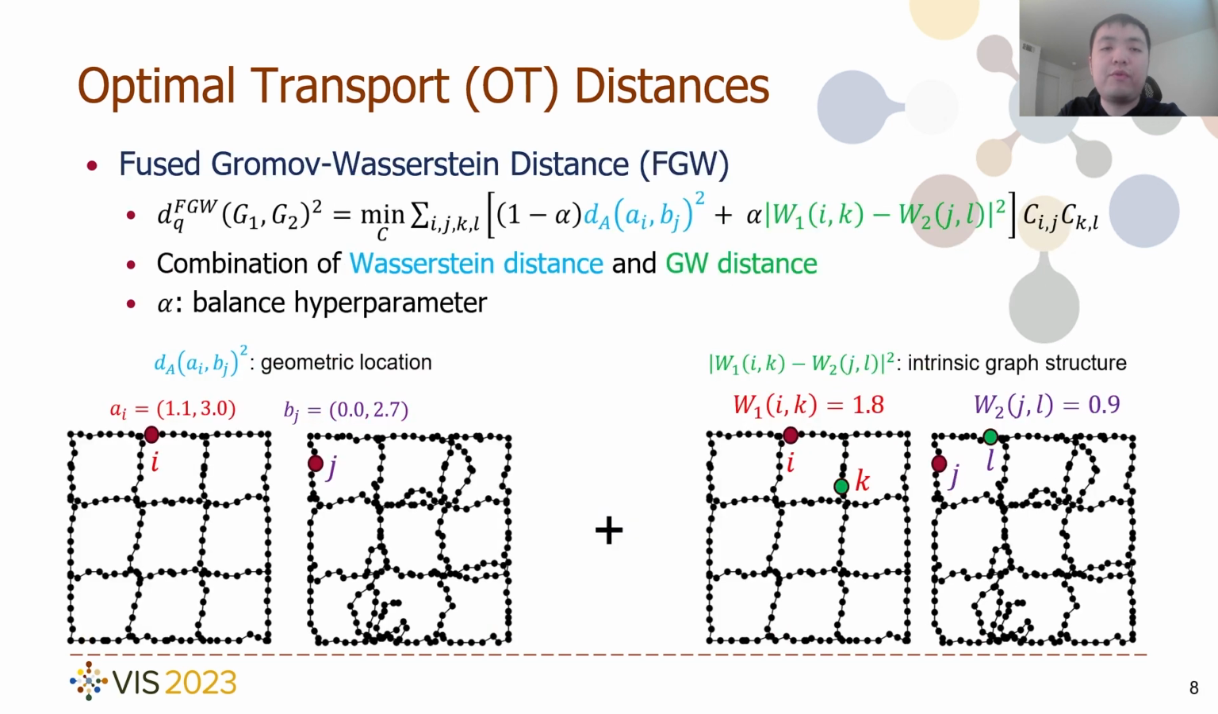The fused Gromov-Wasserstein distance, or the FGW distance, incorporates the cost from both Wasserstein distance and the GW distance, which enables it to perceive the change from both geometric location and intrinsic graph structure. The alpha parameter balances the weight between the two terms in the distance.